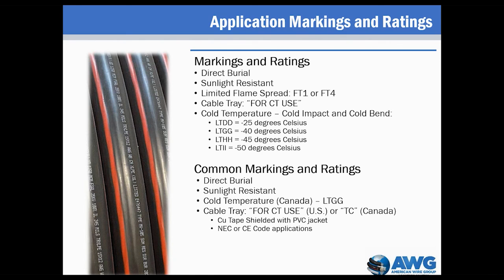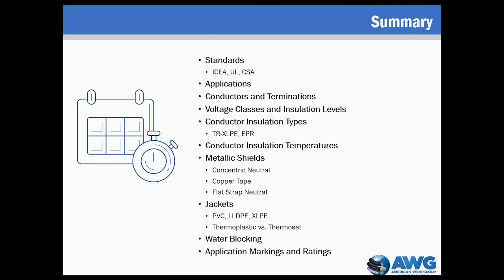Building wire applications will usually require a cable tray marking for CTUs when installed in accordance with the NEC in the United States, or TC when installed in accordance with the CE code in Canada. These medium voltage tray cables are typically copper tape shielded with a PVC jacket and may be marked FT4 for use in a building.